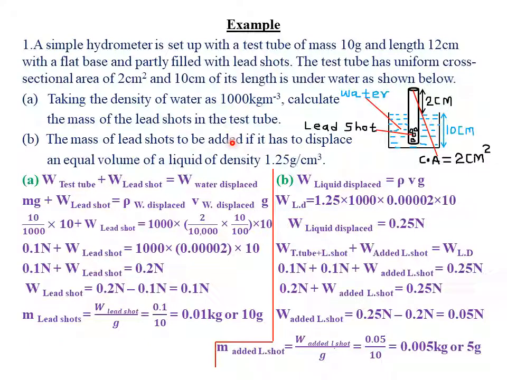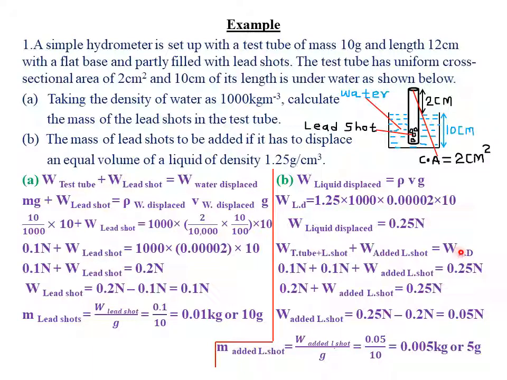So apart from the lead shots that were already there, other lead shots have been added in this particular test tube. Therefore, the total downward force will be equal to the weight of the test tube plus the weight of the lead shots plus the weight of the other lead shots that have been added. So the weight of the test tube plus the lead shots plus the other added lead shots must give us the new upthrust force, which is 0.25 Newton.